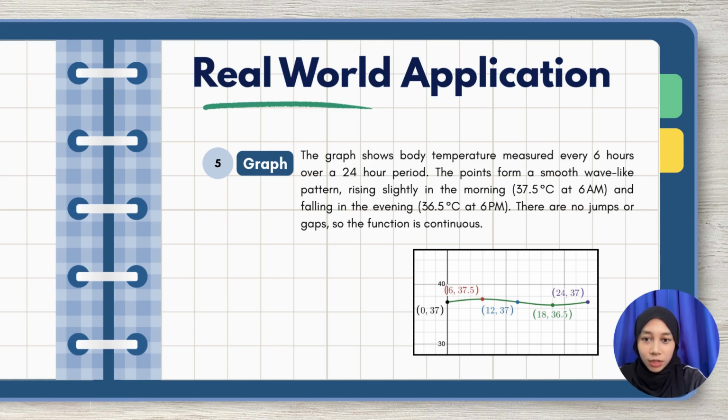The temperature rises in the morning, falls slightly in the evening, and returns to normal by 24 hours. There are no jumps or gaps in the graph, which means the function is continuous over the entire day. This shows that trigonometric functions can realistically model natural change in body temperature over time.